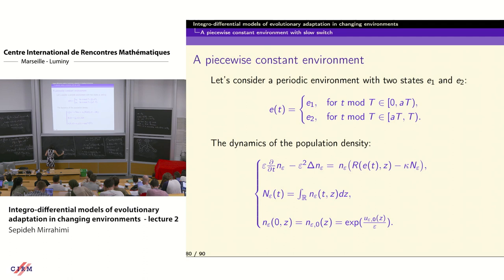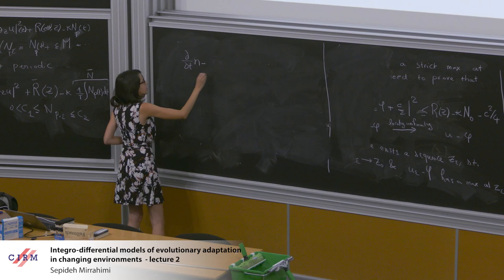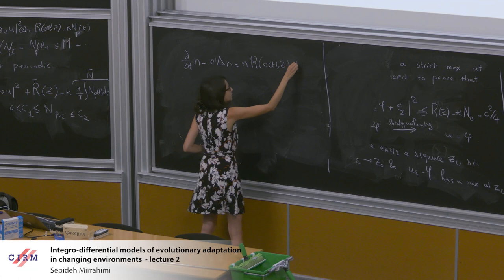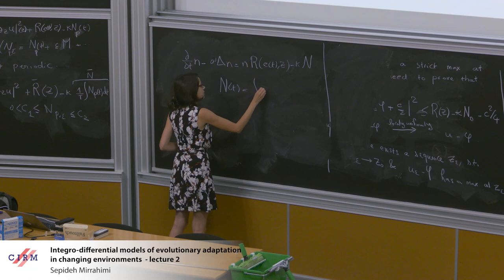Let's consider what I write on the board instead of this. So we will just consider d over dt of n minus sigma Laplacian of n equals n times R of E(t) and z minus kappa n, with capital N always the size of the population. So we have the same type of equation as before.